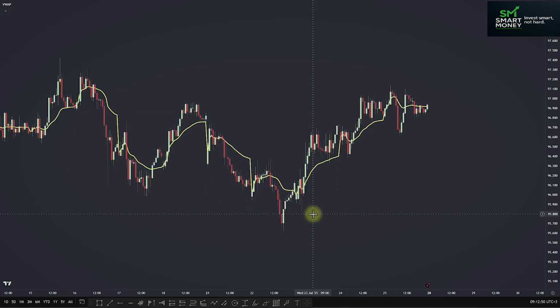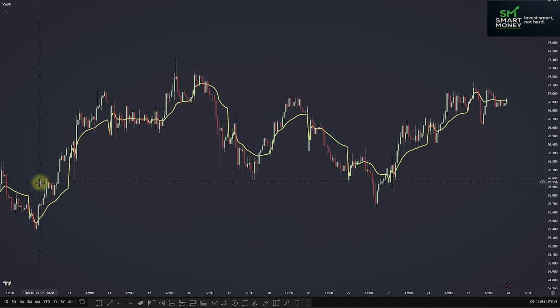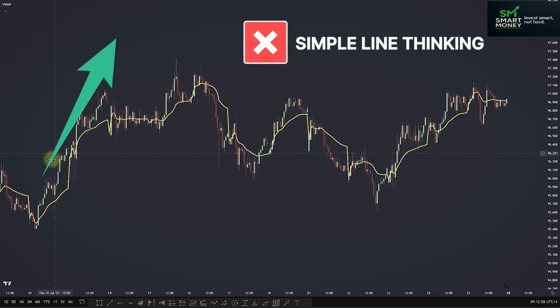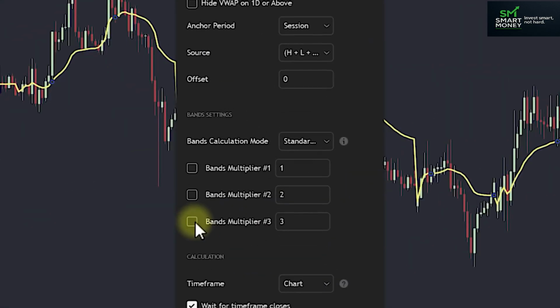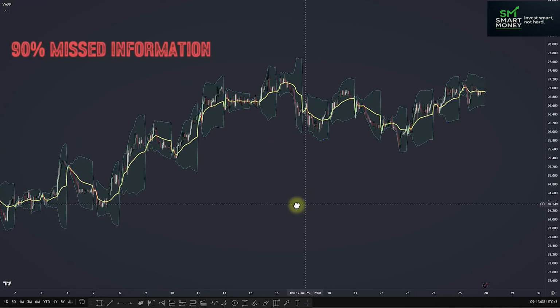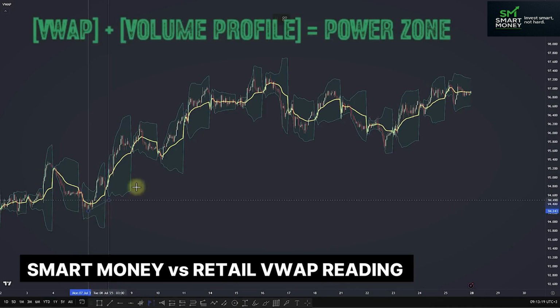Here's an insider secret that changes everything about how you read VWAP. Most retail traders see VWAP as a simple line. Price above equals bullish, price below equals bearish. This kindergarten approach misses 90% of what VWAP actually tells you. Smart money reads VWAP completely differently. They combine it with volume profile to create power zones.